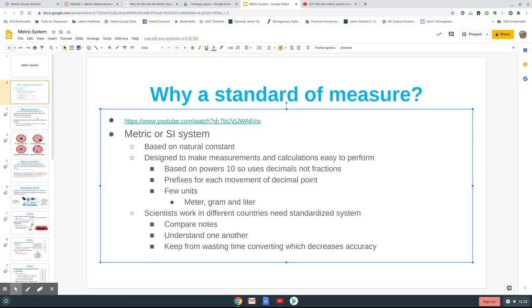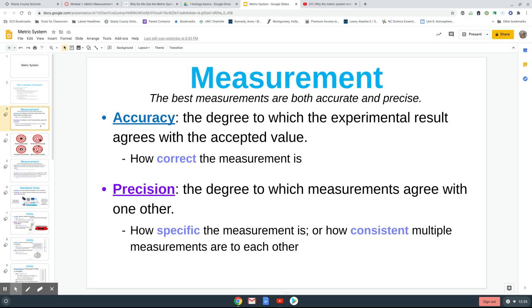So we talk about accuracy and precision. You want to make sure you understand the difference. Accuracy is how correct the measurement is. All right. So when I grade something, we're grading for accuracy. Is your answer correct or not? So your grade is based on accuracy. Precision is how specific the measurement is or how consistent multiple measures are.